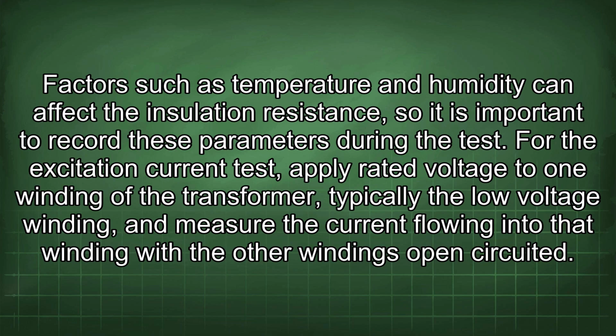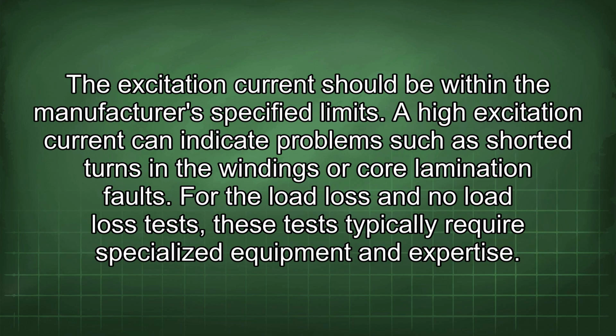For the excitation current test, apply rated voltage to one winding of the transformer, typically the low voltage winding, and measure the current flowing into that winding with the other windings open circuited. The excitation current should be within the manufacturer's specified limits. A high excitation current can indicate problems such as shorted turns in the windings or core lamination faults.